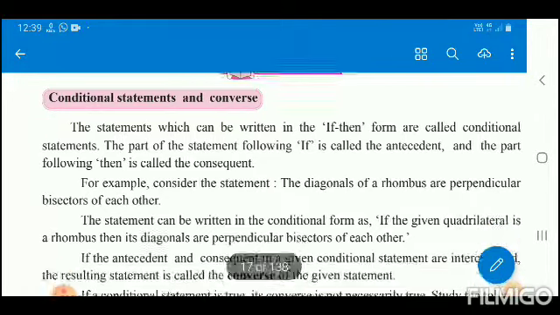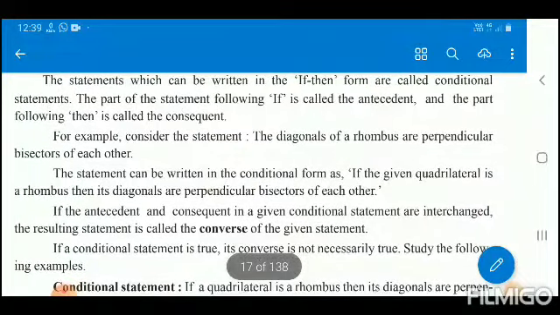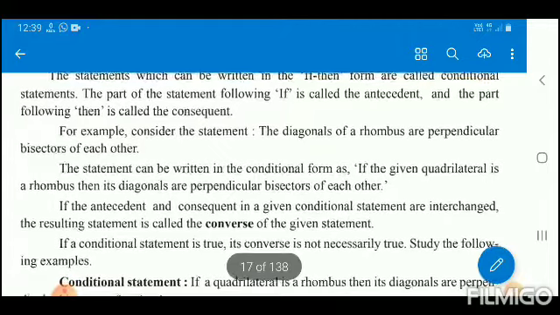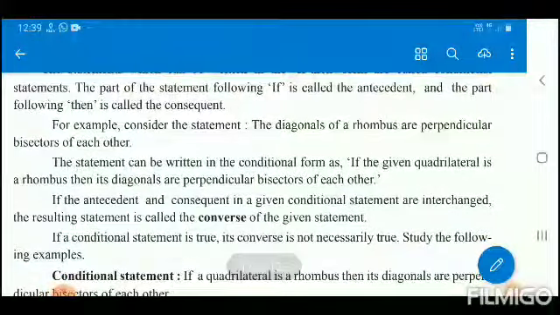Now here they have given one example. We will see that example. For example, consider the statement: the diagonals of a rhombus are perpendicular bisectors of each other. Now we will write this statement in if-then form. The statement can be written in conditional form as: if the given quadrilateral is a rhombus, then its diagonals are perpendicular bisectors of each other.